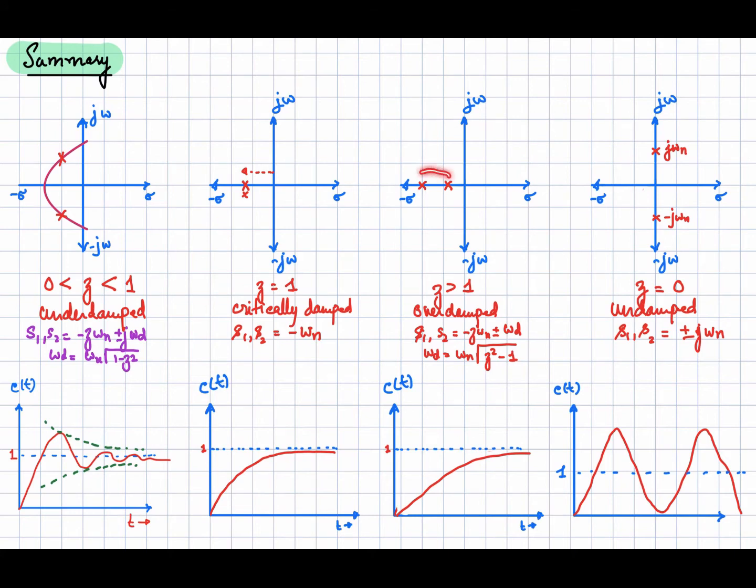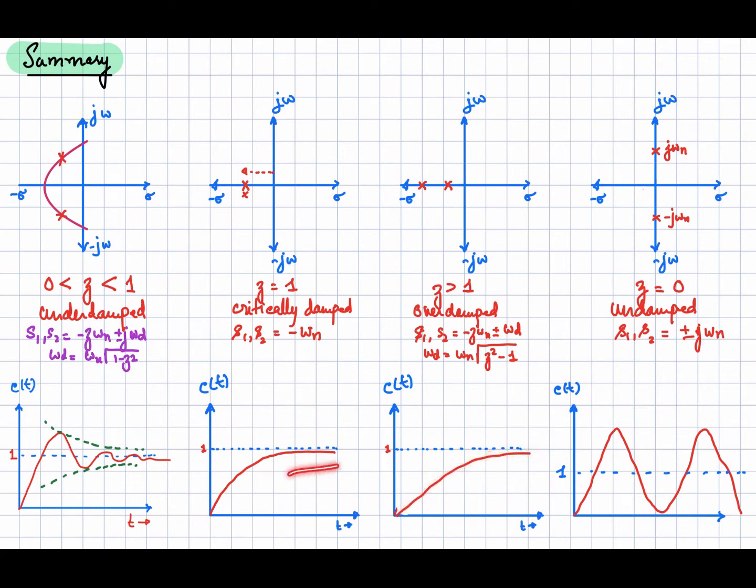If you have two poles on the negative real axis, but they are not at the same position, rather displaced equally in the left and right direction from a point, what is this point? Minus zeta omega n. If they are displaced equally from this point in these two directions, then the poles are real, negative real. And the response will be like this.